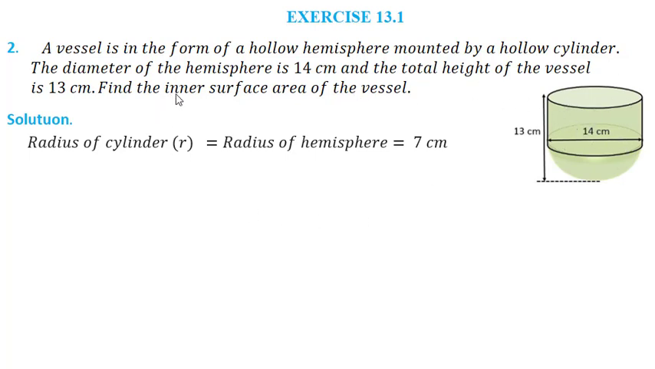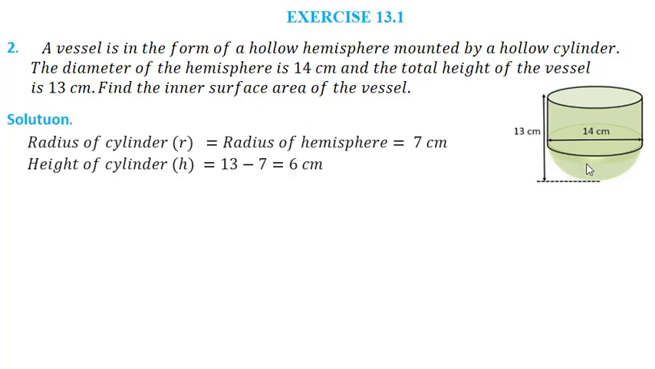Now what I have to find out? Inner surface area. And what is given? So diameter is given. Now you can see the diameter of hemisphere and diameter of cylinder both are 14. So I will say radius of cylinder is equal to radius of hemisphere is equal to half of this diameter, which is 7 centimeter.